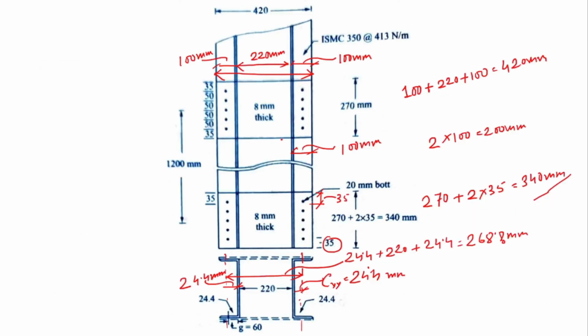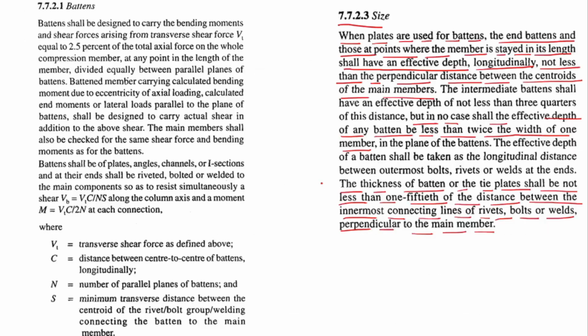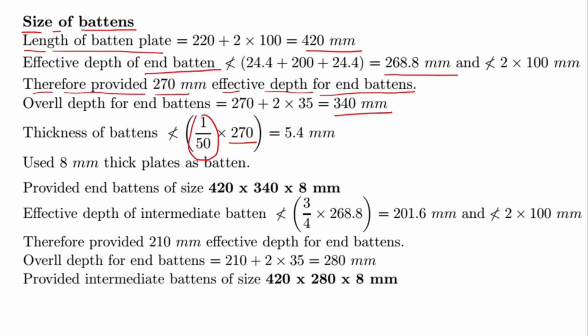If you see the figure, the innermost distance between the bolts is the effective depth, which is 270 mm for the end battens. So thickness of batten should not be less than 5.4 mm. Therefore we have used 8 mm thick plates as batten. Provided end battens of size 420 into 340 into 8 mm. 420 is the length of the batten plate, 340 is the overall depth, and 8 mm is the thickness of the batten plate.